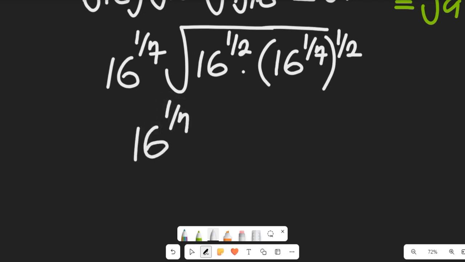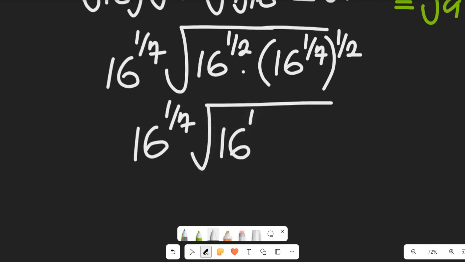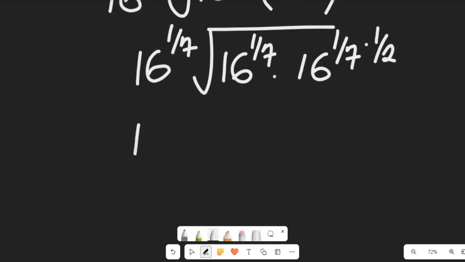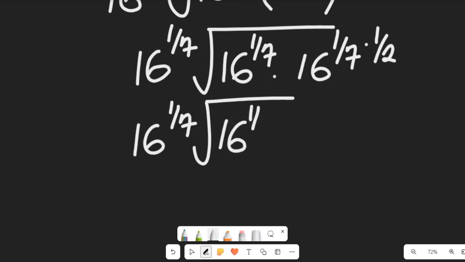of 1 divided by 7 with the total square root of 16 to the power of 1 divided by 7, right? This is 7. And then we'll have this multiplied by 16 to the power of 1 divided by 7 multiplied by 1 divided by 2. And that expression will now give us 16 to the power of 1 divided by 7 all to the square root of 16 to the power of 1 divided by 7 multiplied by 16 to the power of 1 divided by 7 times 2 will give us 14.